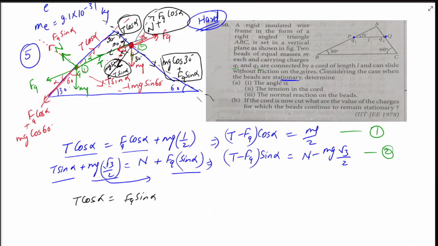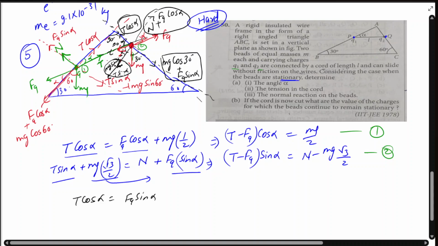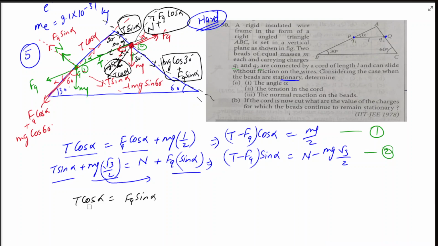Component of T will be T. Okay, so this is wrong. It won't be T cos alpha. Look, this is T, so T cos alpha will be here, and this will be T sine alpha, right? Yeah, that's a small mistake here. So T sine alpha equals FQ sine alpha plus mg cos 30 degree, which will be root 3 by 2.